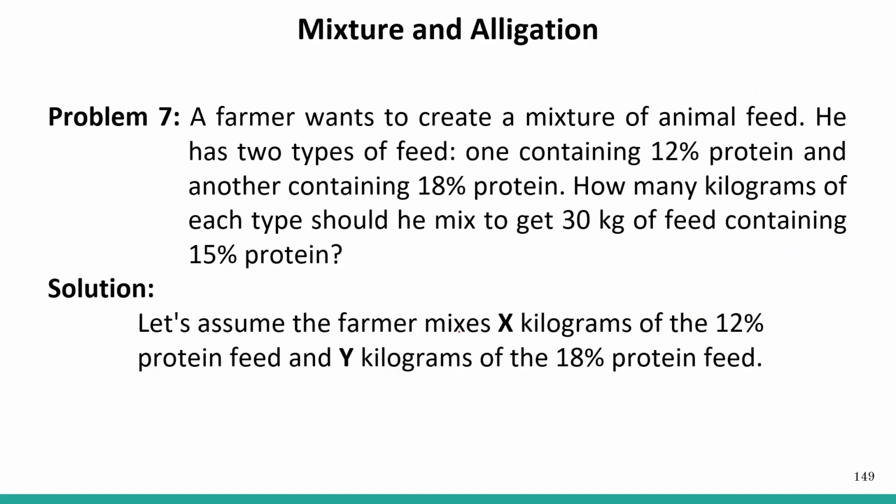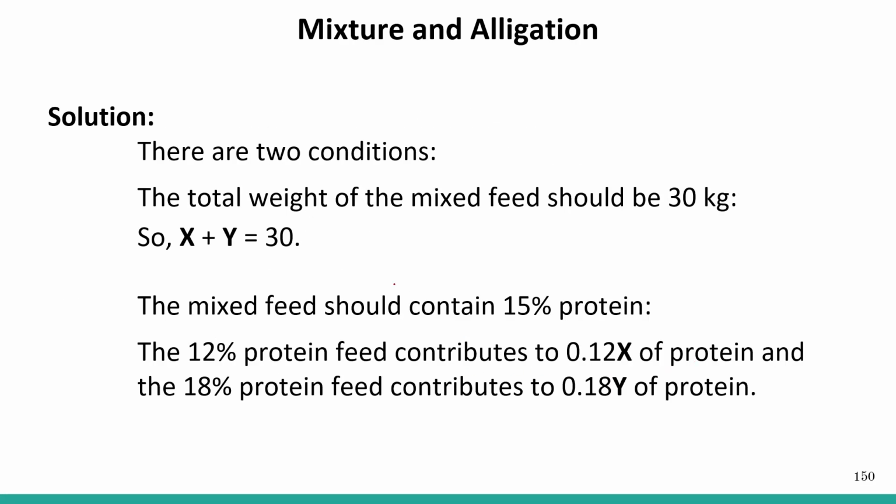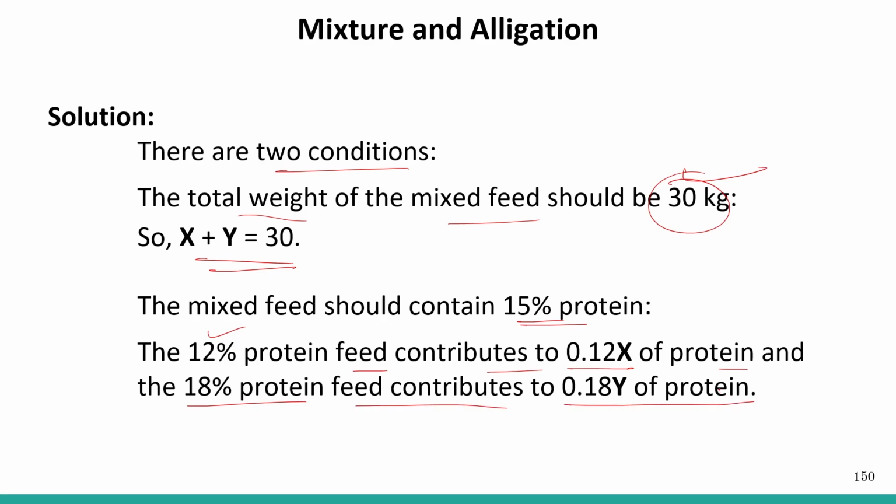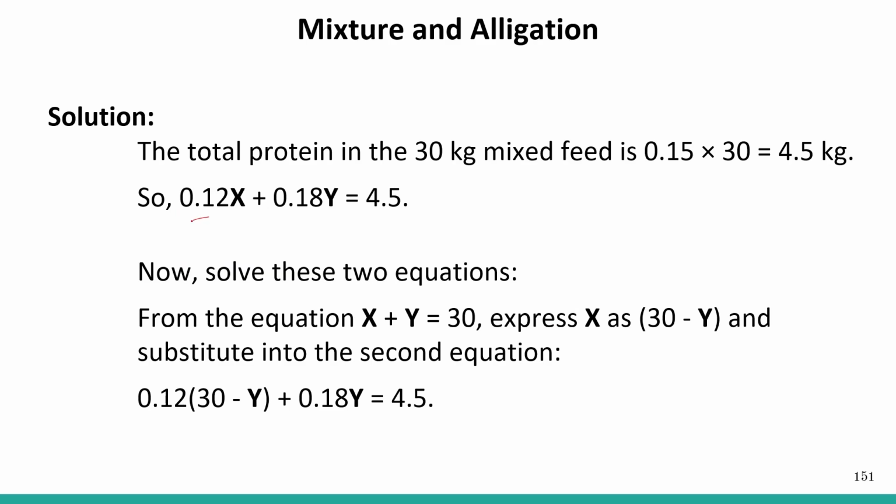Okay, so let's assume the farmer mixes x kilograms of 12% protein feed with y kilograms of 18% protein feed. So there are two conditions. The total weight of the mixed feed should be 30 kilograms, so x plus y must be 30. The mixed feed should contain 15% protein. The 12% protein feed contributes 0.12x of protein, and the 18% feed contributes 0.18y. So 0.12x plus 0.18y is equal to 4.5.